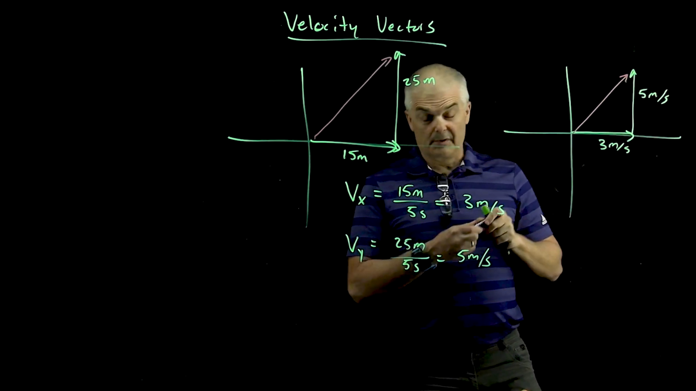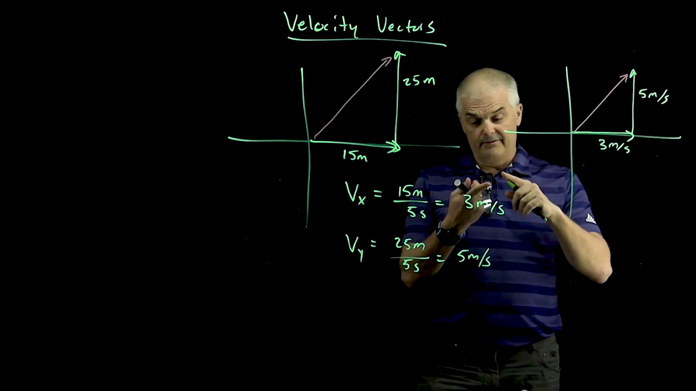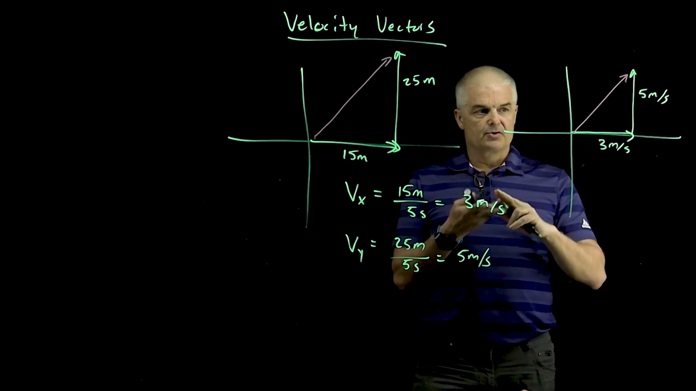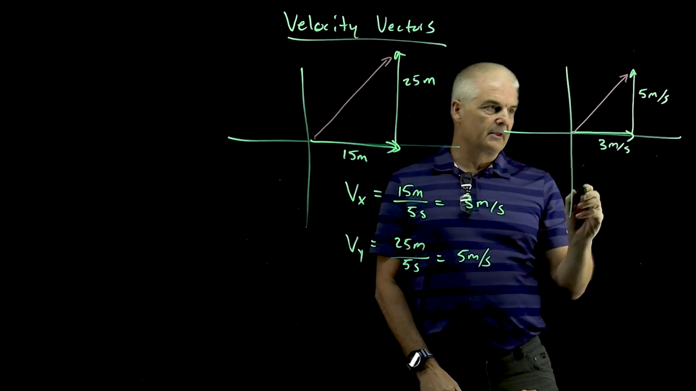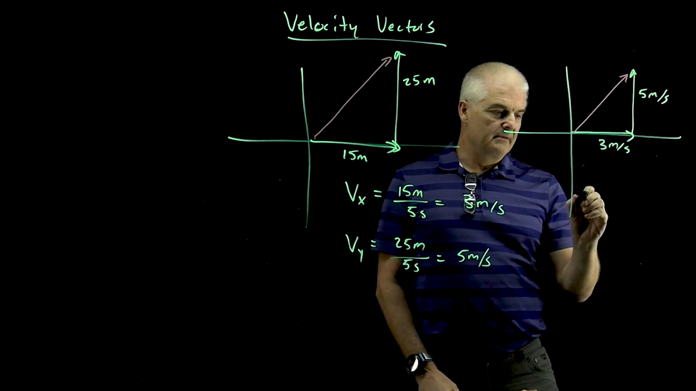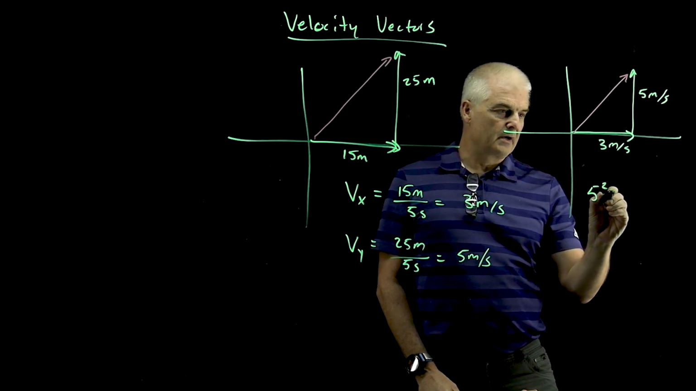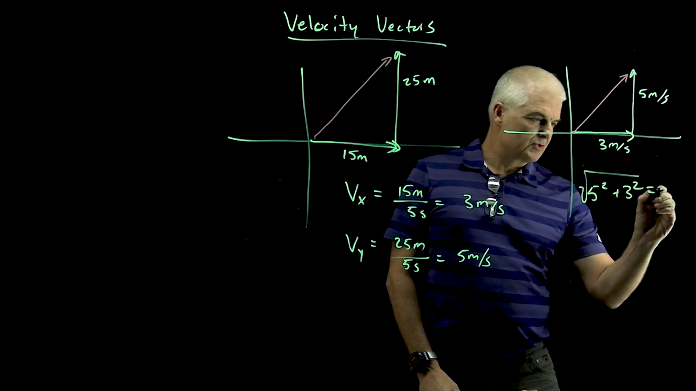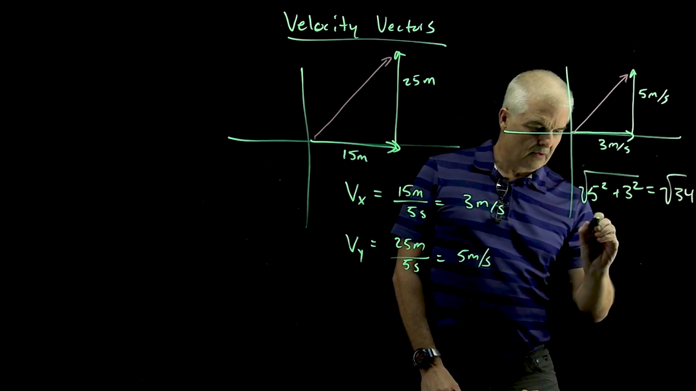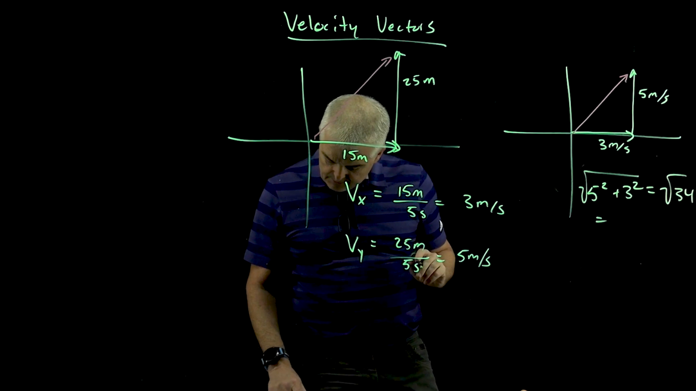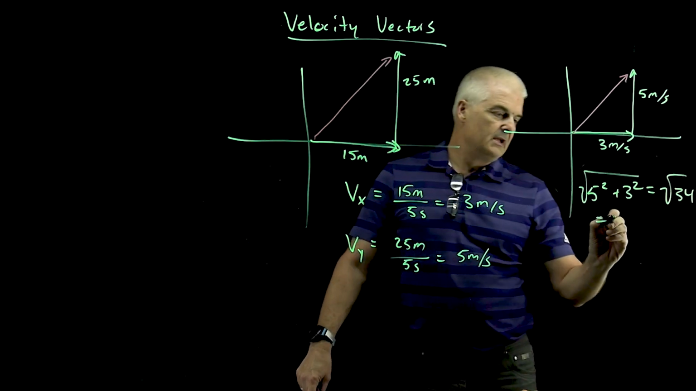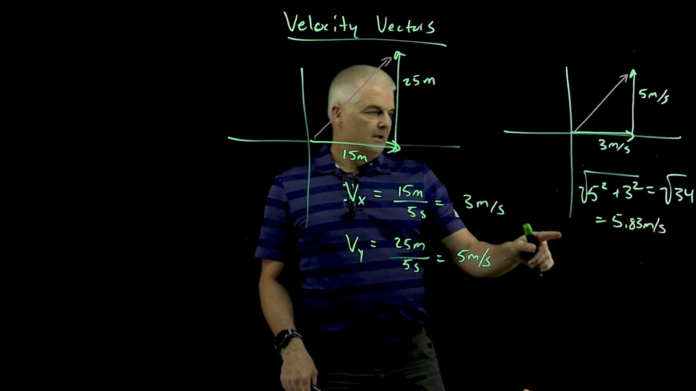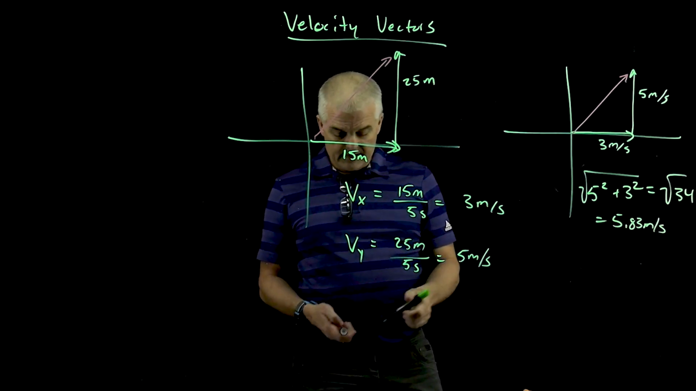Two things we need to know: all vectors have what? Magnitude, which is the size, and direction. Magnitude's easy. It's the Pythagorean theorem. So the magnitude is the square root of 5 squared plus 3 squared, which is the square root of 34, which I've pre-calculated with my calculator. That's 5.83 meters per second. Now that's the magnitude, but how do I get the direction?